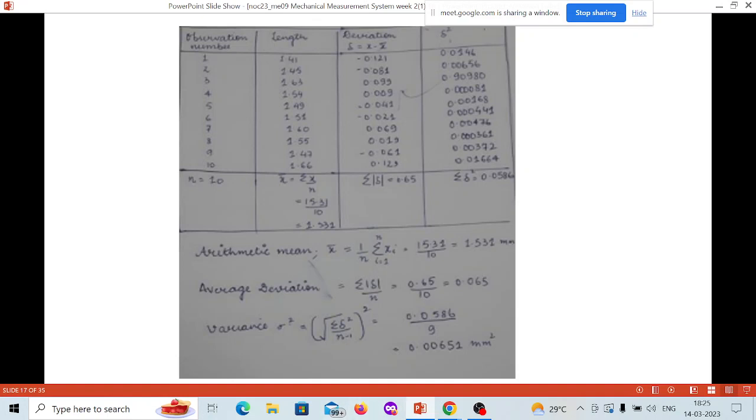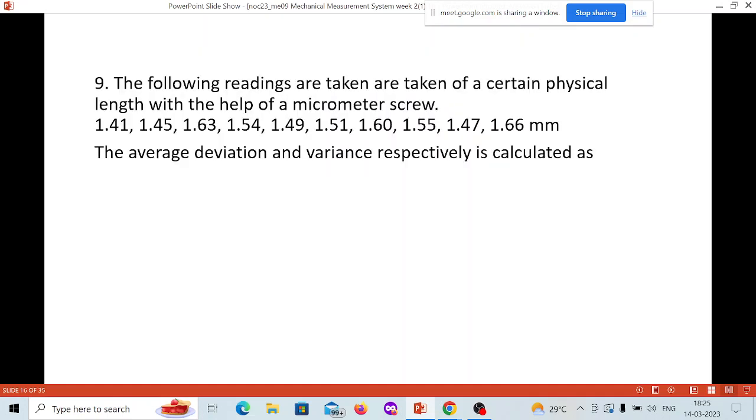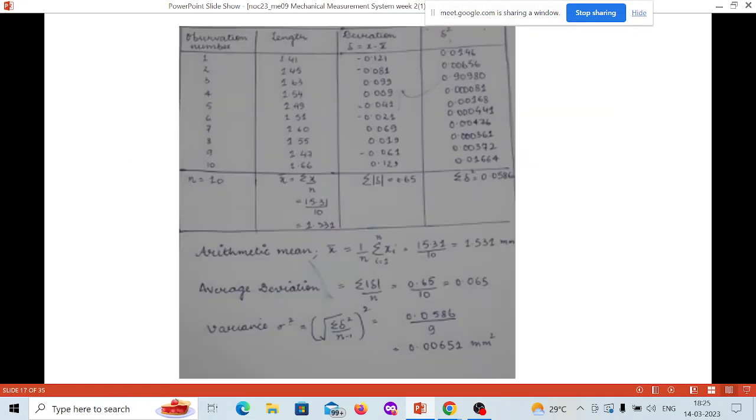Then the average deviation, which you have been asked to calculate along with the variance. How do you calculate the average deviation? The average deviation is the summation of all the absolute deviations divided by the total number of readings. So if you have minus 0.121, you take 0.121. You take the absolute values of all the readings and sum them up. That gives you 0.65.